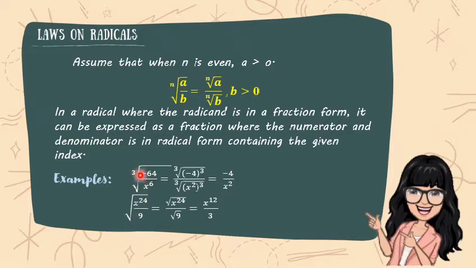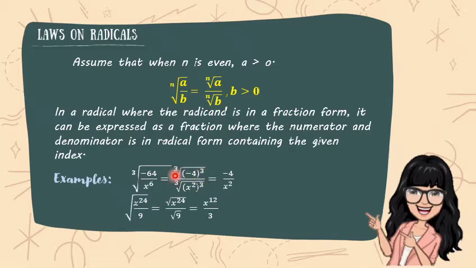We have here cube root of negative 64 divided by x raised to 6. So this is equal to cube root of negative 4 quantity cubed divided by cube root of x squared quantity raised to 3. Now, negative 64 is just equal to negative 4 quantity raised to 3. Why? Because negative 4 quantity raised to 3 is just equal to negative 4 times negative 4 times negative 4. So negative 4 times negative 4 is positive 16. Positive 16 times negative 4 is negative 64.